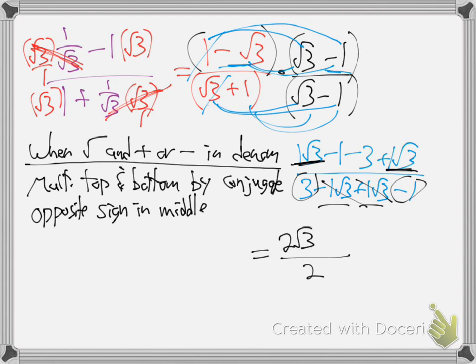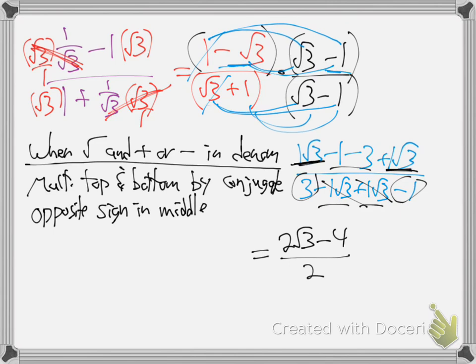2 root 3. You add the numbers in the front. Minus 1 minus 3, minus 4. So for the conjugate, on the bottom, say you didn't have root 3 plus 1, and you just had root 3. You just multiply top and bottom by root 3 then. You don't have to do the whole fancy thing.